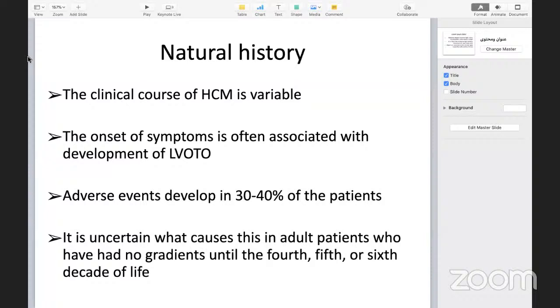And then I'm going to talk about natural history. The clinical course of hypertrophic cardiomyopathy is variable, and the onset of symptoms is often associated with the development of LVOT obstruction. Adverse events develop in 30 to 40% of the patients, and it's uncertain what causes this in adults. So we don't know why they have no gradient till the 4th, 5th, or 6th decade of life in some patients.